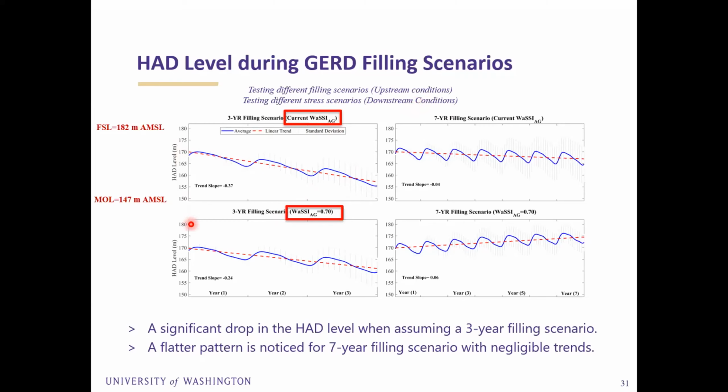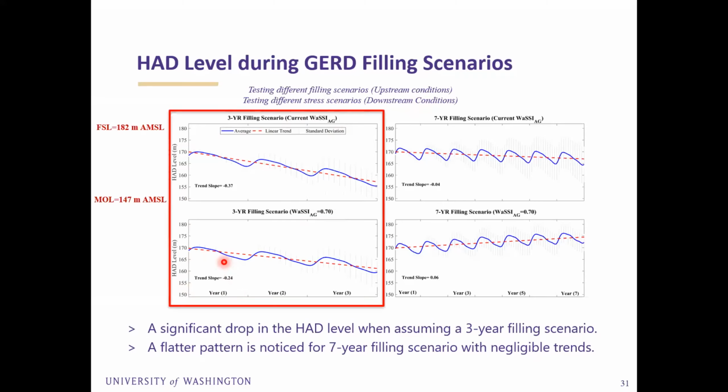So I'm showing here the worst case scenario, if the High Aswan Dam will be at a level of 169. And if we just focus first on the three-year filling scenario, you can see that the x-axis is showing the filling years: the first year, second year, third year of filling, and the y-axis is showing the High Aswan Dam level. So if it starts, for example, at 169, by the end of the third year, on average, the High Aswan Dam can go down actually to 155 or something.